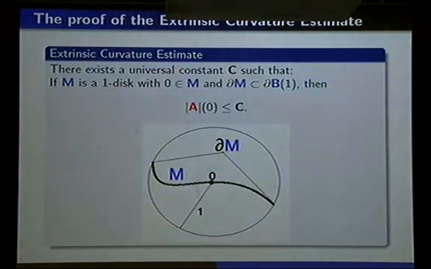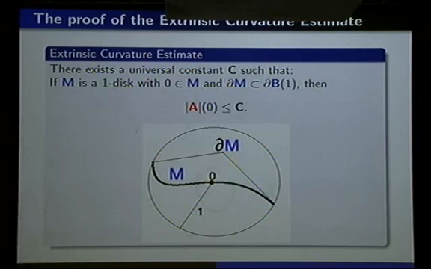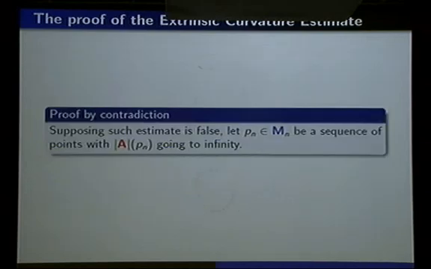So then we shifted our problem. Now our goal is to prove extrinsic curvature estimates, so curvature estimates with the assumption that the boundary of our disk lives in the boundary of the ball of radius 1. So how do we do that? By contradiction, suppose that the curvature blows up.